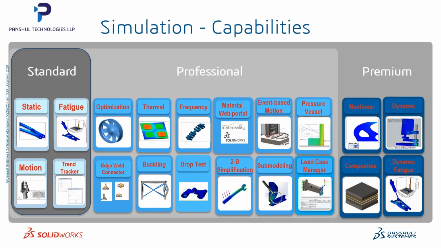Inside SolidWorks Simulation Premium, you get nonlinear analysis, like for hyperelastic materials like rubber. Dynamic analysis, as well as dynamic fatigue and composite analysis, where the materials have multiple layers, like carbon fiber kind of thing.